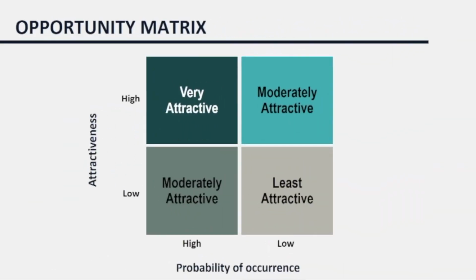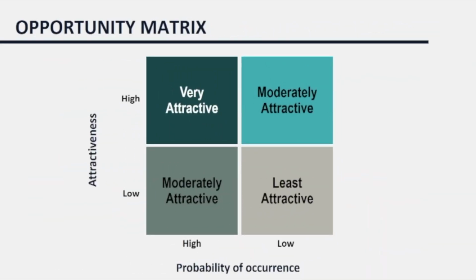If the attractiveness is very high, but the probability of occurrence is a little low, again it is a moderately attractive opportunity, and this can be exploited. But if the opportunity is not at all attractive and the probability is also very low, then it is the least attractive and should be discarded right there.